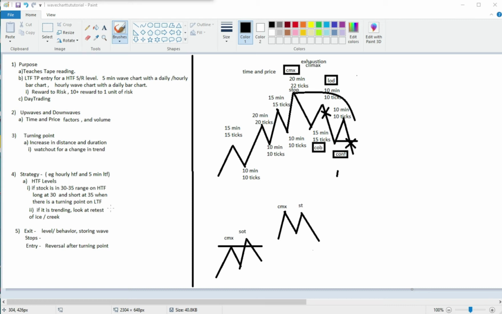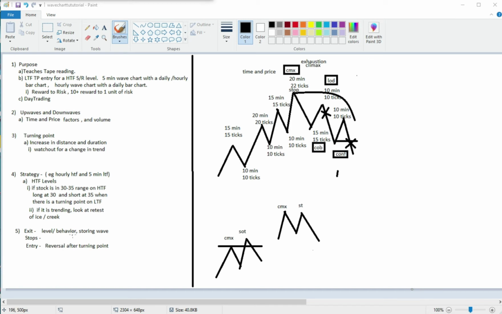If it's trending, look for a retest of Ice and Creek, basically a retest of support, a retest of resistance, a retest of the breakout or the breakdown, and that's where you want to see a change in trend on a minor time frame on the wave chart. Exit once you're in.